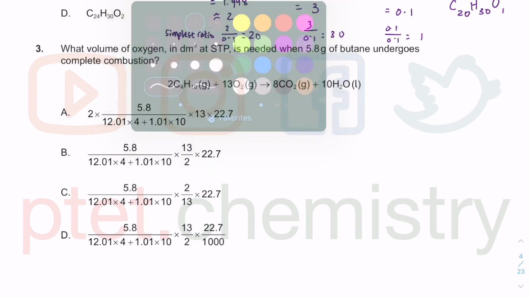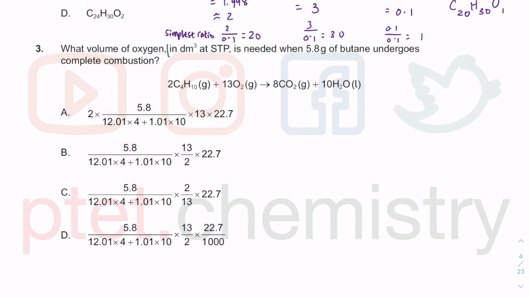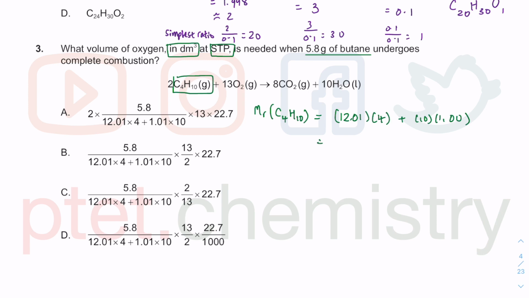Question number 3. We are asked to find the volume of oxygen in dm cube at standard temperature and pressure when you burn 5.8 gram of butane. So butane is C4H10. We are given this reacting mass. Very importantly, we need to find the MR, which is the mass for 1 mole of the substance. So that's 12.01 times 4 plus 10 times 1.00. Pressing it on the calculator, I get 58.04.